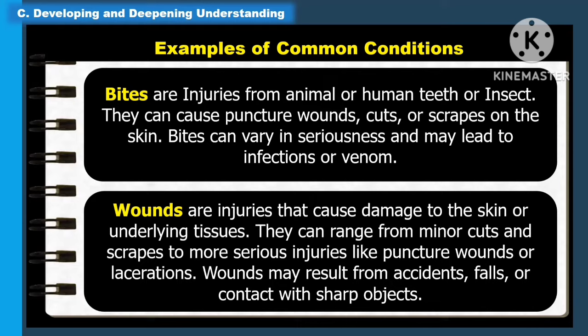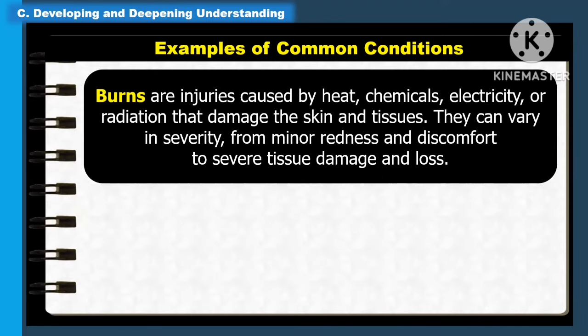The second one is the wounds. So wounds are injuries that cause damage to the skin or underlying tissues. They can range from minor cuts and scrapes to more serious injuries like puncture wounds or lacerations. Wounds may result from accidents, falls, or contact with sharp objects.